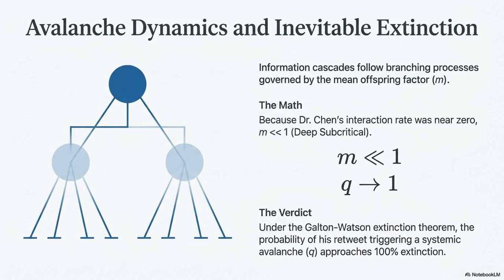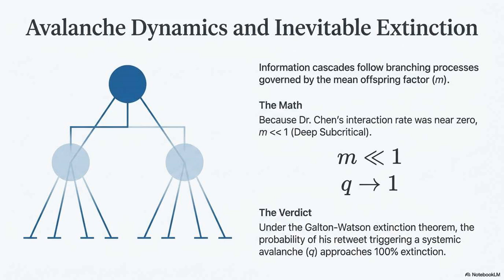They use a mathematical concept called the branching process, which is based on the Galton-Watson theorem. They calculate something called the mean offspring number, which is usually represented by the letter M. And in social media terms, M is basically simply the average number of secondary shares a single post generates, right? Spot on. Let's actually walk through this math, because Gemini and Quinn both highlight this as the absolute nail in the coffin for the prosecution.